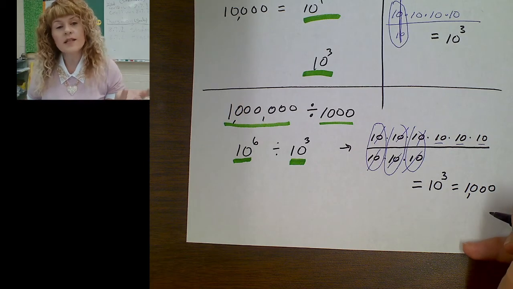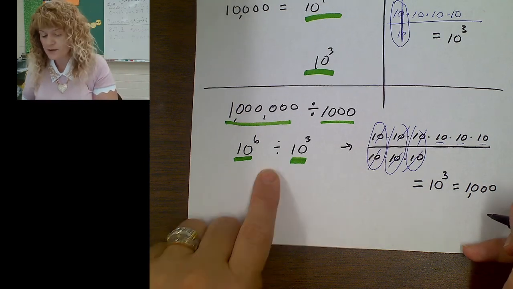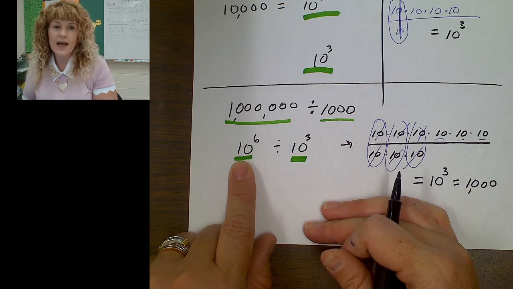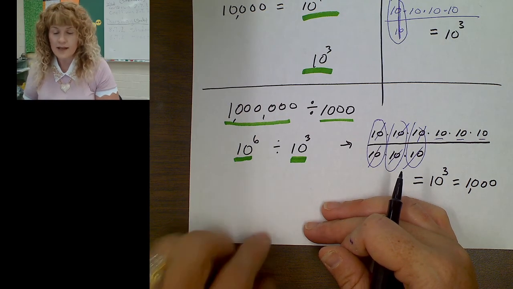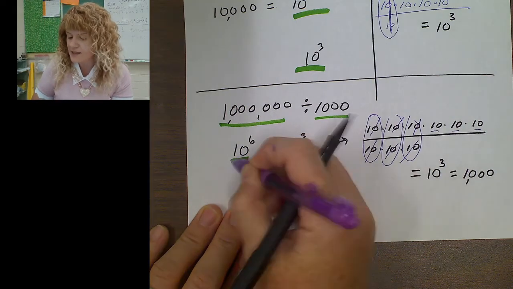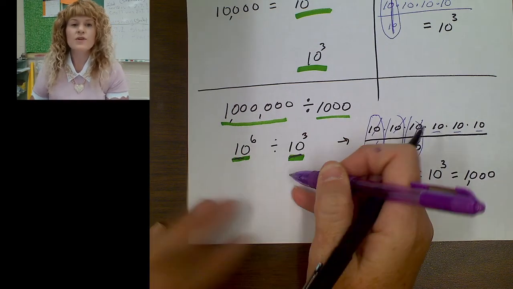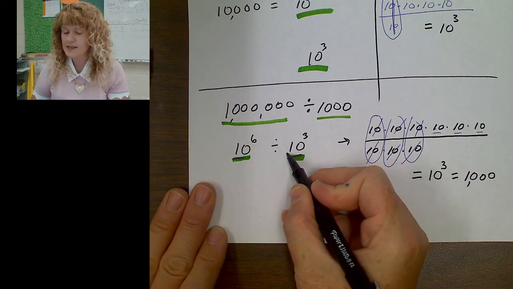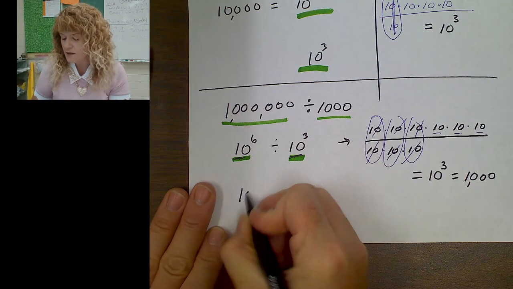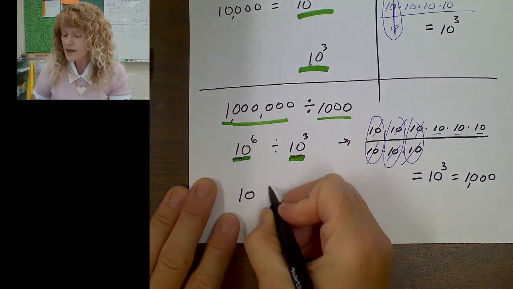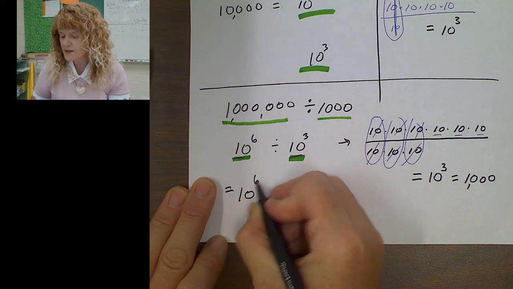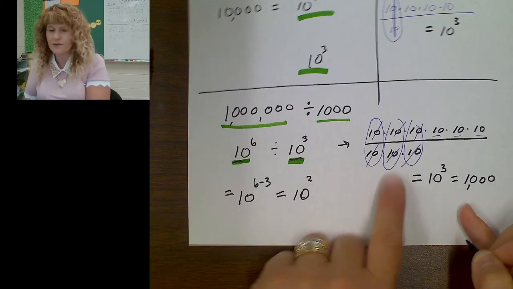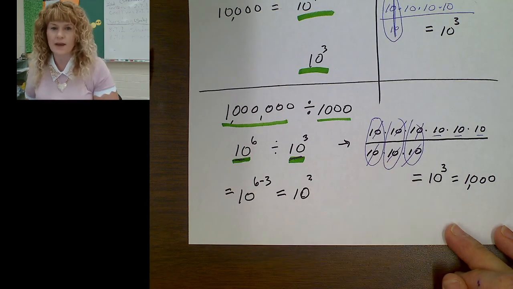But remember what I taught you last time? That when you divide the same base, you can subtract the exponents. Let me say that again. When you divide the same base, you can just subtract the exponents. So 10 to the 6th divided by 10 to the 3rd equals 10 to the 6th minus 3, that's 10 to the 3rd. And we proved that by writing it out in expanded notation.